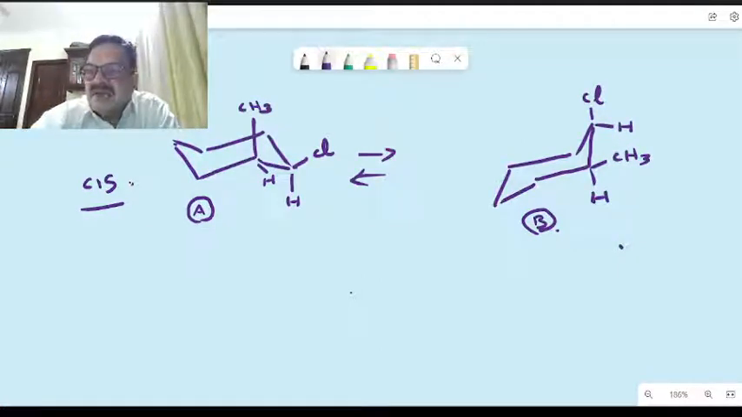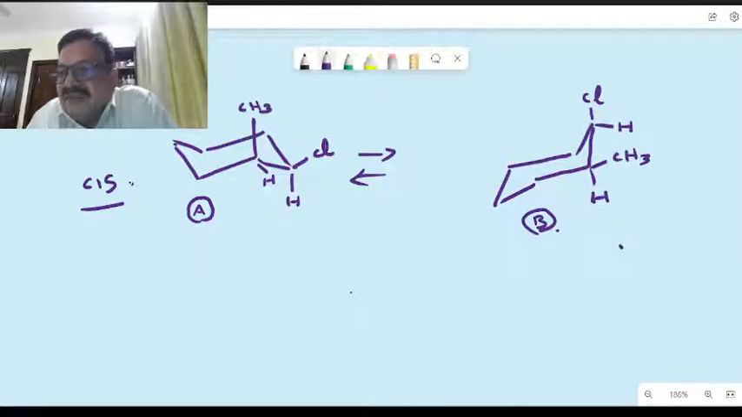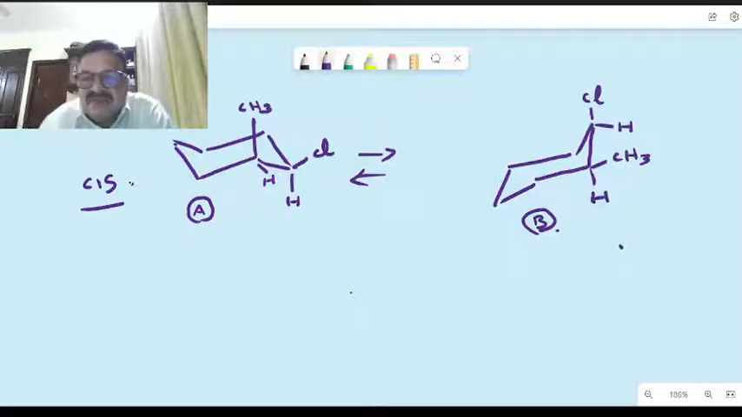Now let us analyze this conformation in detail. That is conformation B. So how many axial hydrogen atoms are here? How many axial hydrogens? Two axial hydrogens will be there.